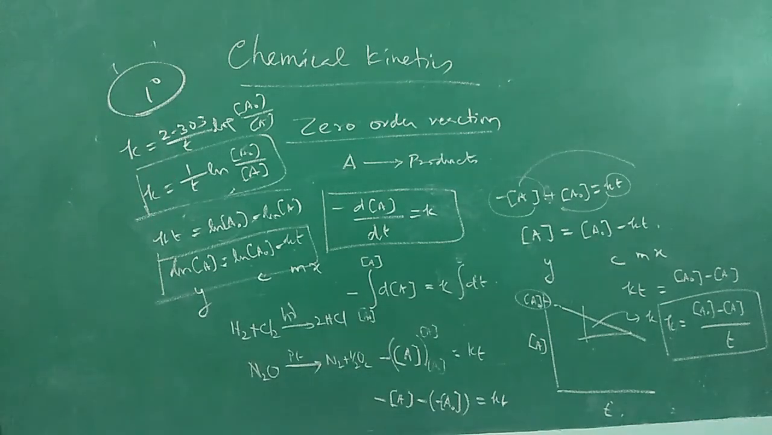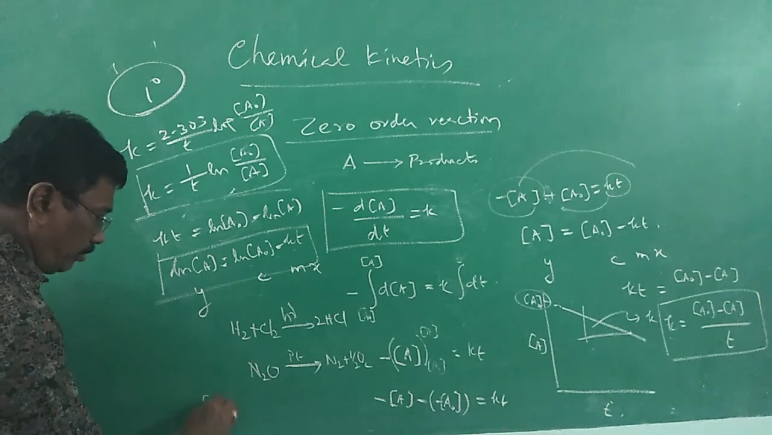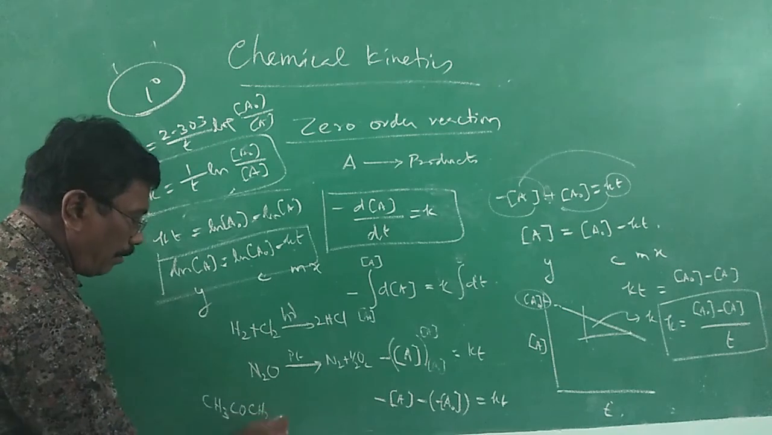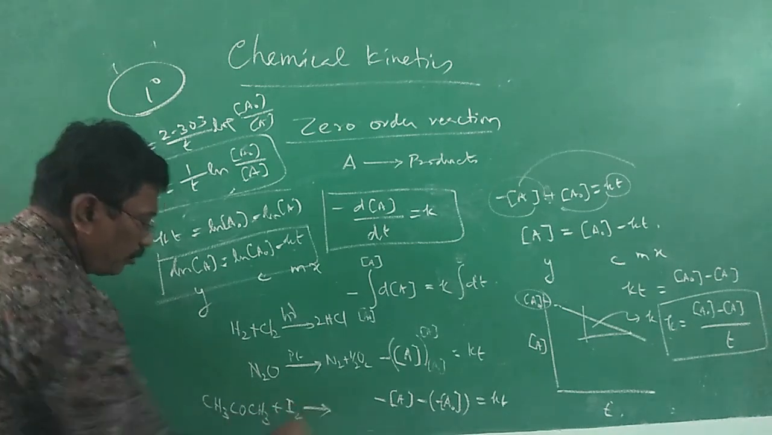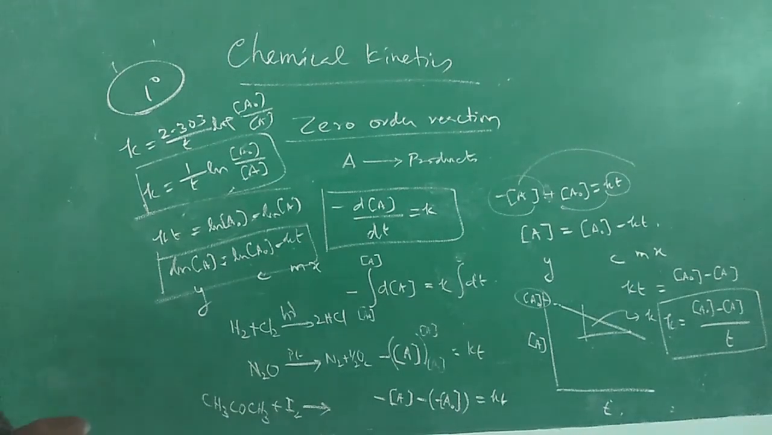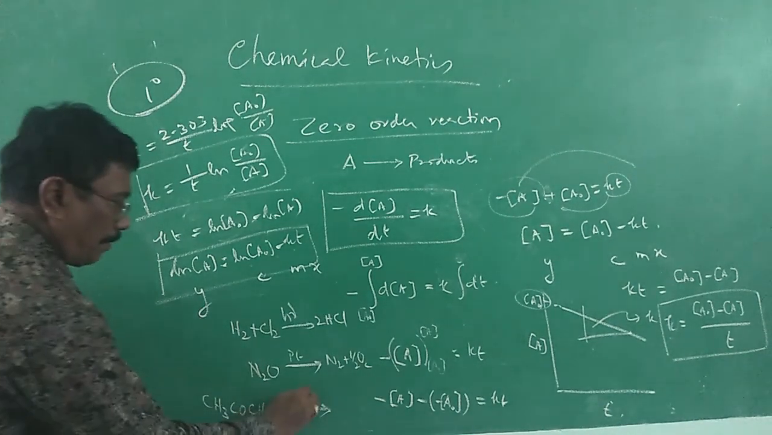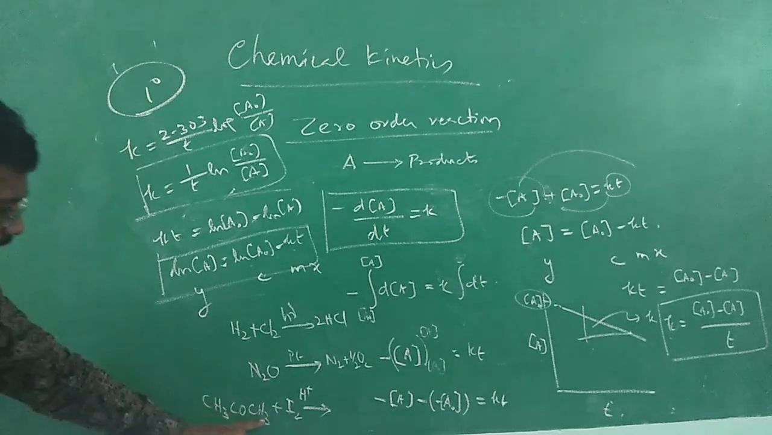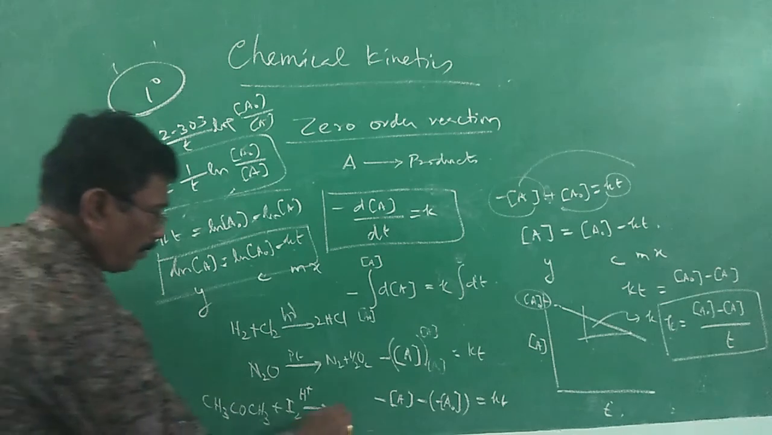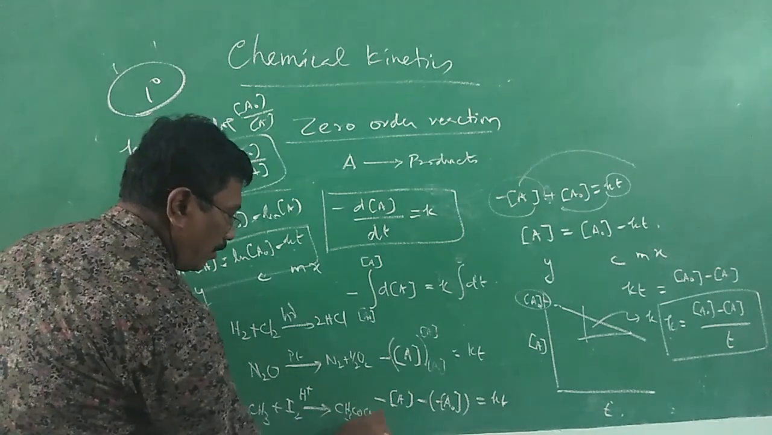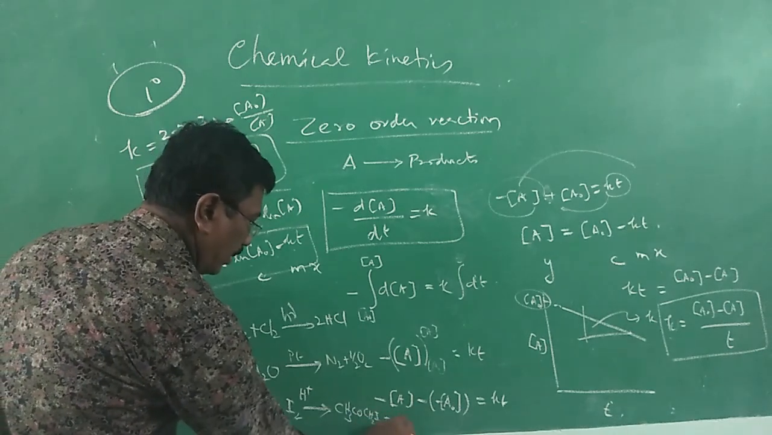This is said to be zero order reaction. Then iodination of acetone, CH3COCH3 plus iodine, is also zero order with respect to the concentration of iodine in the presence of H+. What is the reaction? One hydrogen is replaced by iodine to give CH3COCH2I, or sometimes triiodoacetone afterwards.